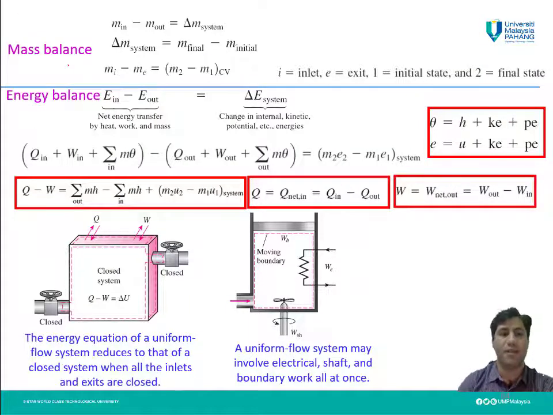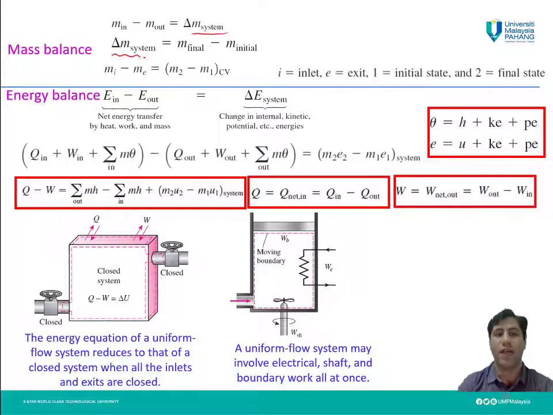Then if we write the mass balance equation and energy balance equation for such an unsteady flow process, in this case, if you write the mass balance, M in, which is the mass coming to the system or control volume, minus M out of the system, which is the mass going out from the control volume, will give us delta M of the system. Delta M of the system here is not zero. Why? Because we have an unsteady flow.